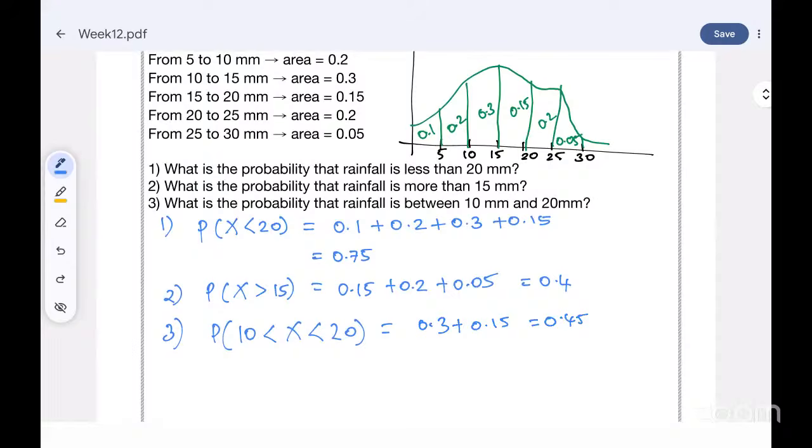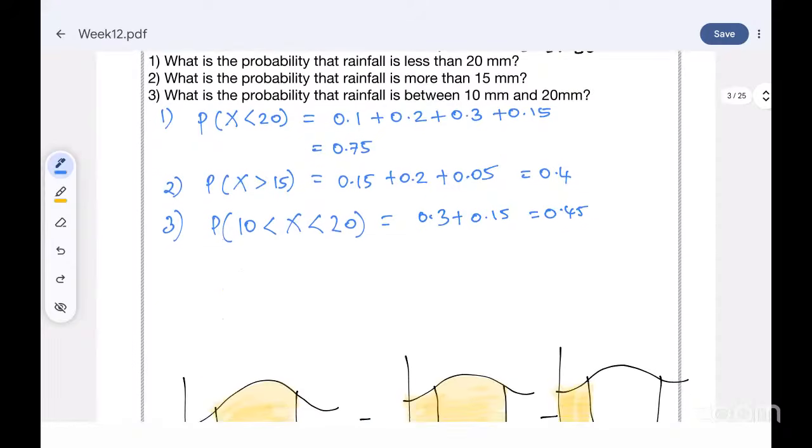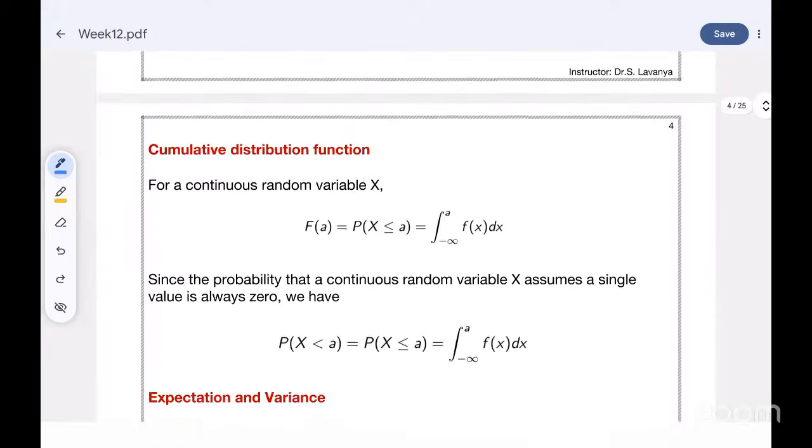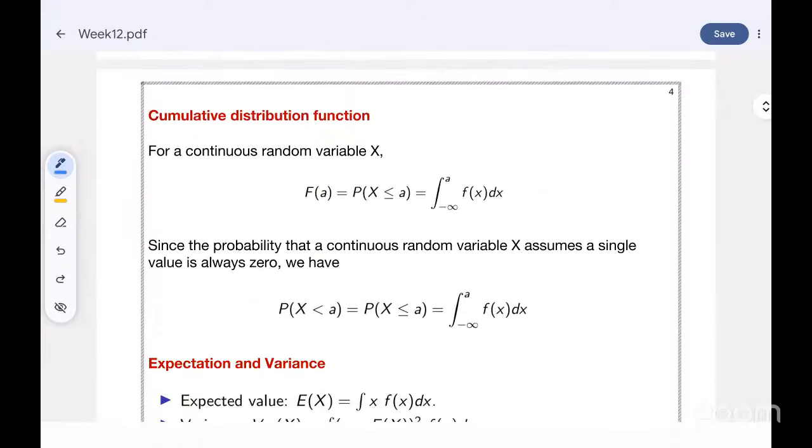Yeah, all right. Okay, so next we have what is called a cumulative distribution function. Just like the word cumulative means something accumulated, here for a continuous random variable x, capital F of a is P of x less than or equal to a. So everything till a is accumulated, which is given as minus infinity to a, so all values till a, integral of f of x dx.